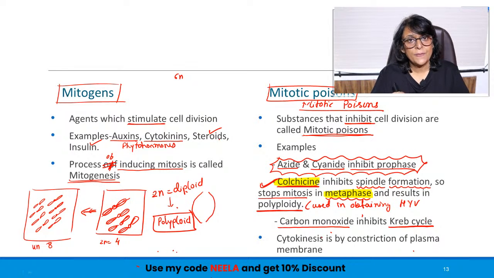How will it affect? If Krebs cycle is inhibited, ATP production will be less. If there is no ATP, then how will the chromosomes move from the equatorial plane to the poles? And if sufficient ATP is not synthesized, the checkpoints will not be activated. So indirectly, even carbon monoxide is going to affect cell division. So these are some poisons which affect cell divisions, and they are called mitotic poisons.